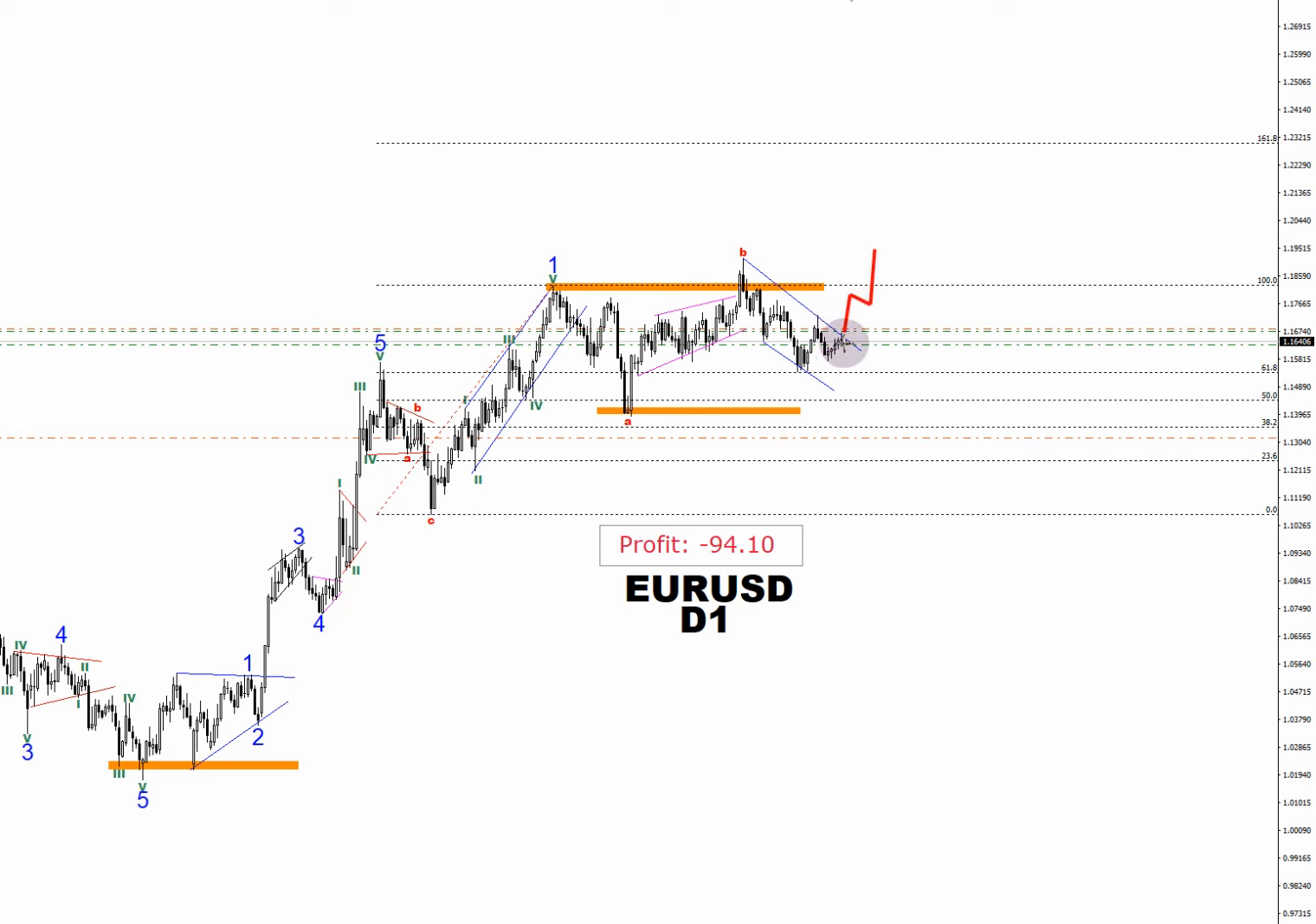Conversely, if the price bounces off the bottom of this channel, we will likely see a decrease, and in this scenario, we may still complete this type of regular correction pattern that typically follows such movements in the market.